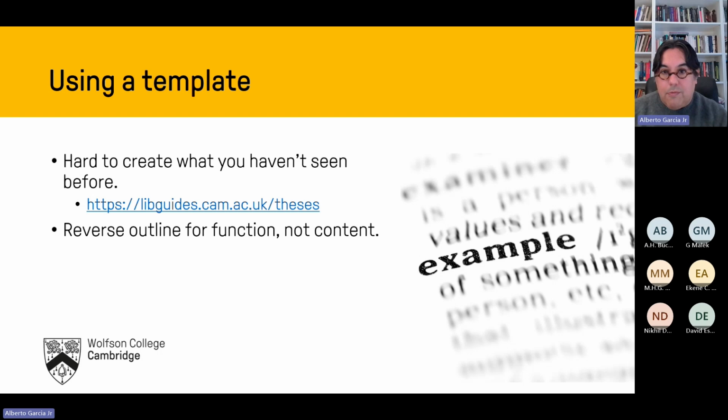Remember we talked about reverse outlining for content: our own writing, our draft, mapping out ideas. When we reverse outline for function, we think about what the writer is doing with this section. Let's say it's a literature review, and in the opening paragraph or paragraphs they are setting out the context. If most literature reviews set out the context in the first paragraph, that might be where I want to set out the context for my own project.